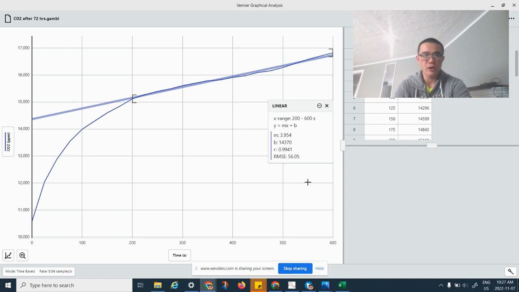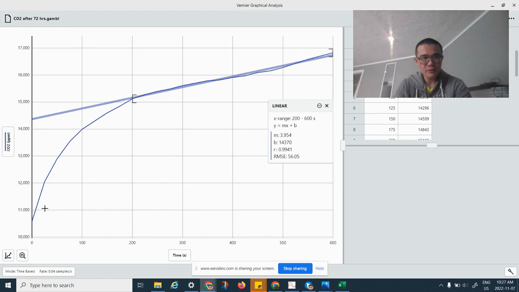So let's look at some of our results. Today, as I said, is my third day doing this. One, two, three. Yeah, third day. In this case, I have here CO2 after 72 hours. I'm looking at my CO2 data today.